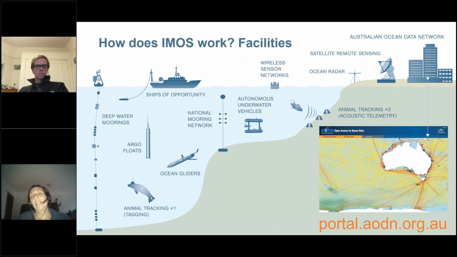In the right-hand corner, you can see the URL. That's our ocean portal, and that's our other facility, the Australian Ocean Data Network, which does all the data management. So all our observations go through the AODN, and they do all the data management, and then they provide this data to the public through the ocean portal.